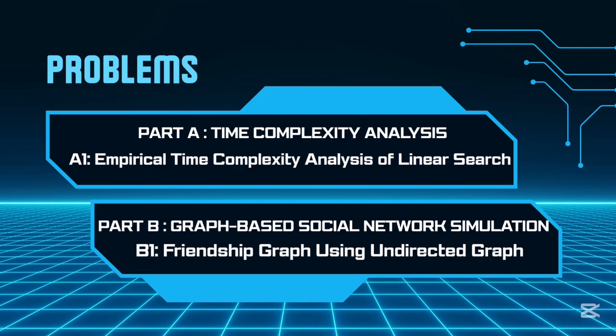The slide highlights the core problems addressed in the project. The two specific problems we addressed are Part A, time complexity analysis, specifically the empirical time complexity analysis of linear search, and Part B, graph-based social network simulation, where we focused on creating a friendship graph using an undirected graph.